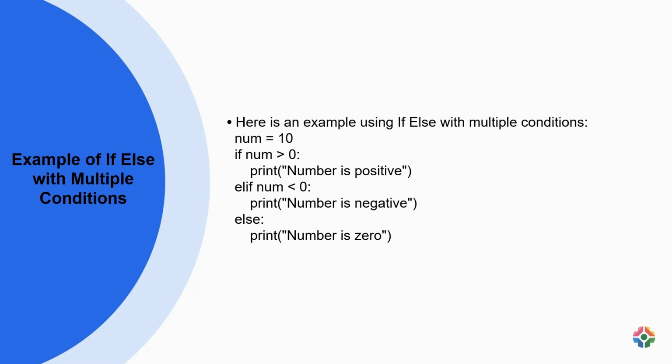If true, it prints number is negative. If neither condition is met, it executes the code within the else block, which prints number is 0. This hierarchical structure allows for the execution of appropriate code based on varying conditions, enhancing the program's flexibility and usability in various scenarios.